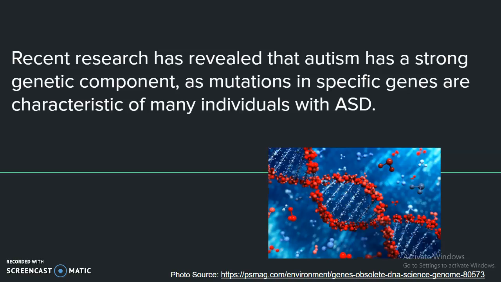Recent research has revealed that autism has a strong genetic component, and this is because there are mutations in specific genes that are present in many individuals that have autism spectrum disorder, which is why scientists have understood autism to be a genetic disorder with environmental components. But there is an increased focus on the genetic component.